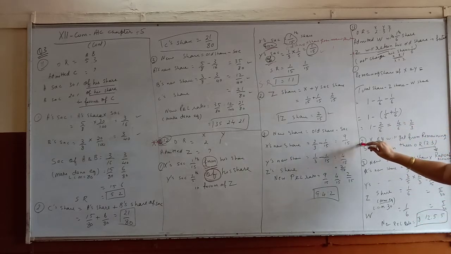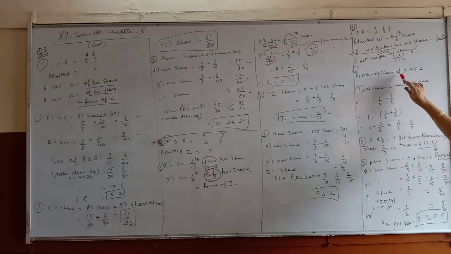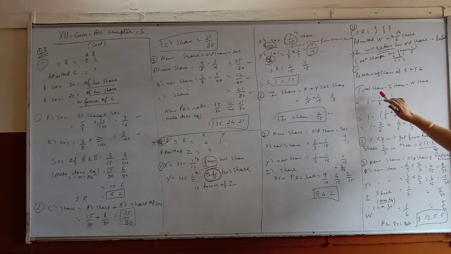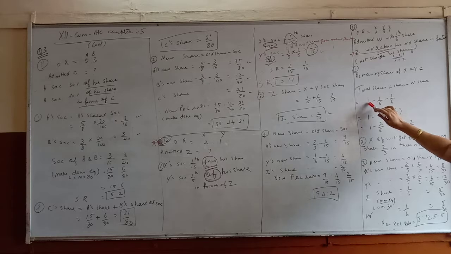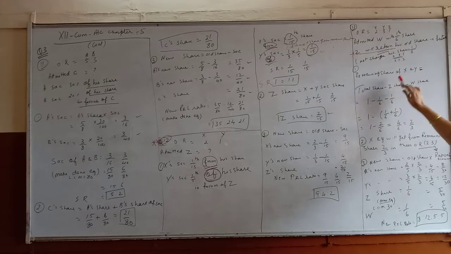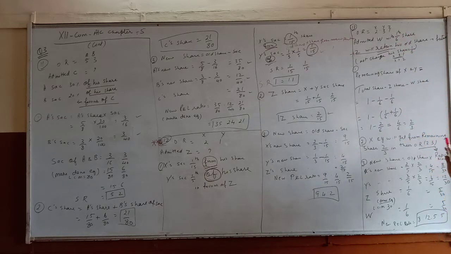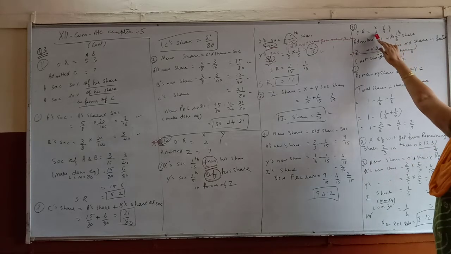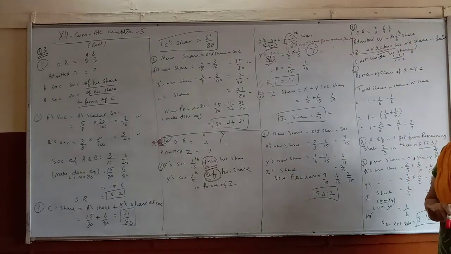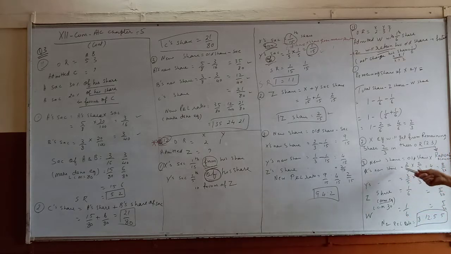Now, second point. This is the first point: remaining share of X and Y is equal to total share 1 minus Z, because Z is keeping the same, minus W. So you will get the remaining share, 2/3. Now X and Y will get from the remaining share 2/3 in that ratio. What is that ratio? 2:3.